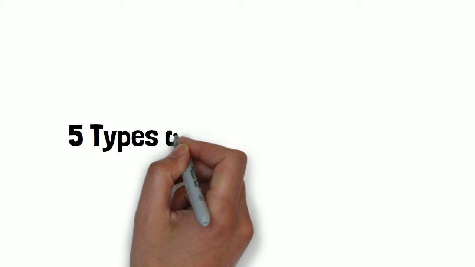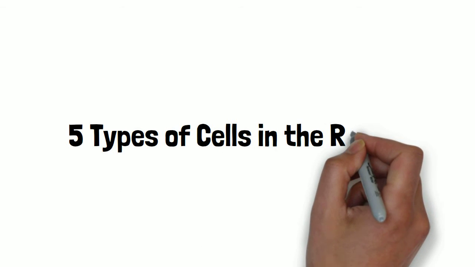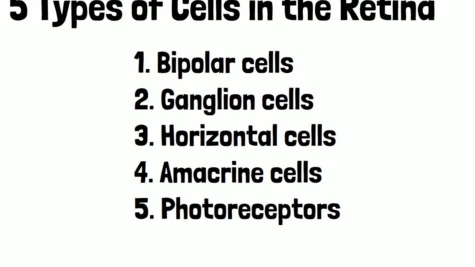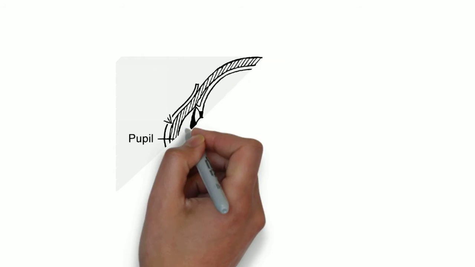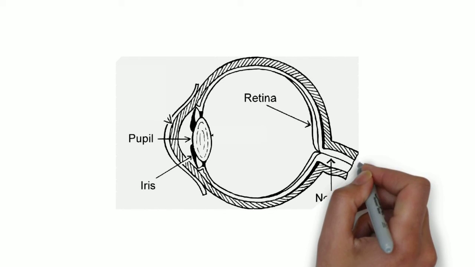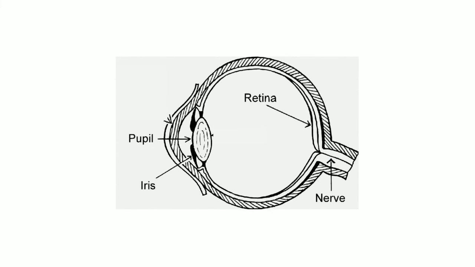The retina is made up of 5 main types of cells: bipolar cells, ganglion cells, horizontal cells, amacrine cells, and photoreceptors. When light enters the eye and hits the retina, it travels through these cells and activates the photoreceptors, which take in the visual information you are seeing. This information is then sent through the optic nerve to the brain to be interpreted.